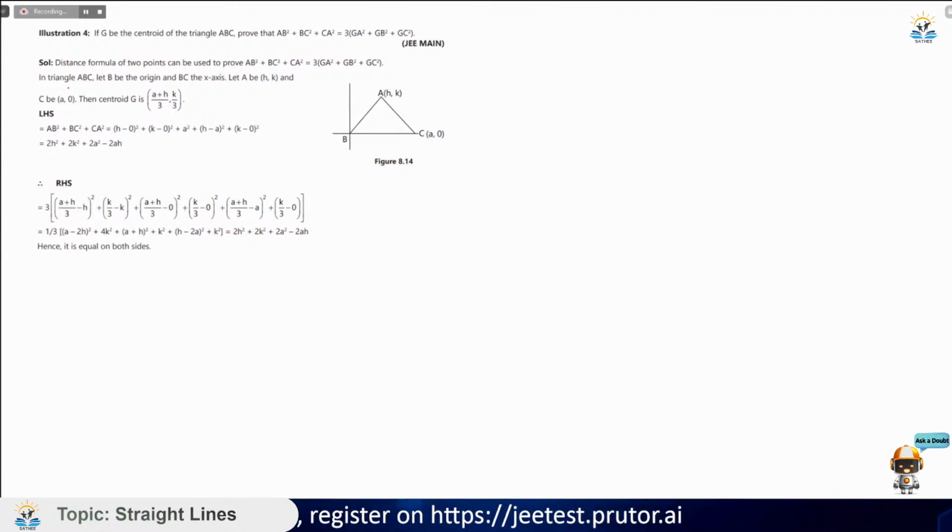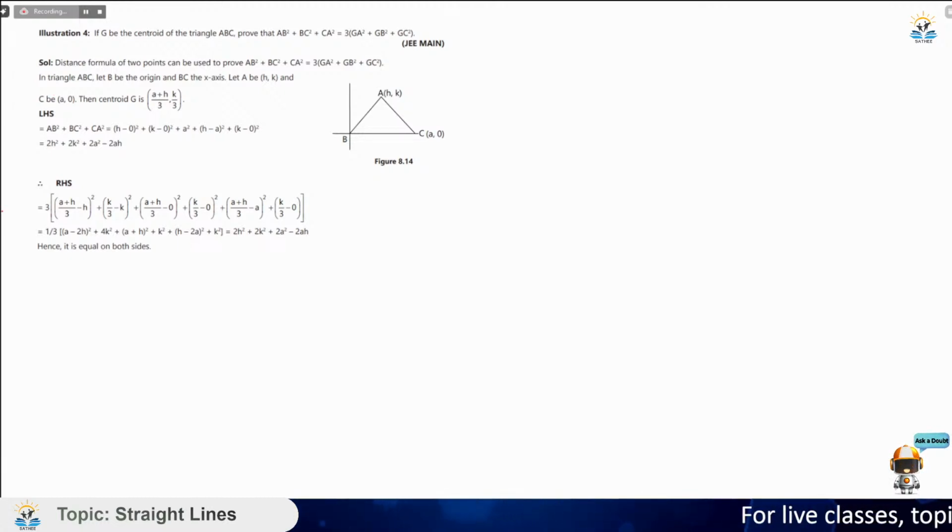Take the LHS, apply the distance formula and expand it. Then take the RHS, apply the same distance formula and expand it. Both are equal, so this will prove that the above equation is satisfied. Proved.